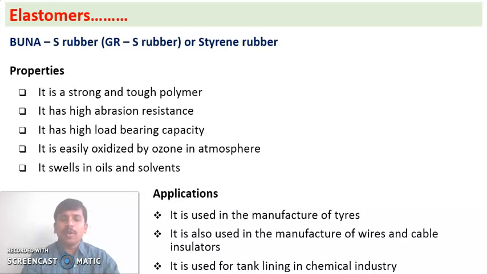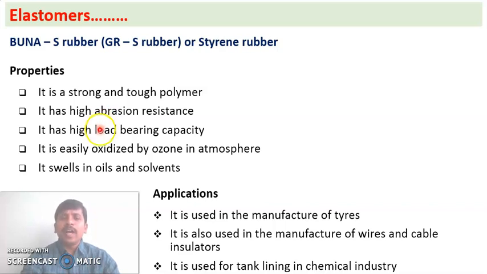Next we will discuss the properties of Buna S rubber. Coming to the properties, Buna S rubber is a strong and tough polymer. It is strong and tough, and it has a high abrasion resistance. We know that abrasion is the loss of material due to friction between the surfaces, but Buna S rubber has a high abrasion resistance, so no loss of rubber due to friction.